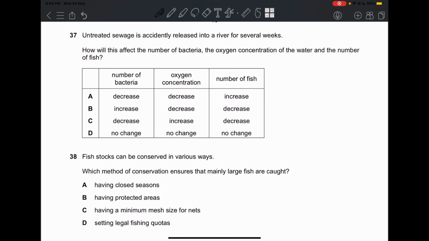When the bacteria aerobically respires, then they will take away the oxygen concentration in the water. They will reduce the oxygen in the water, and then there will be less oxygen available for the fish to breathe. So there's going to be a decrease in the number of fish. So this is all going to be B.